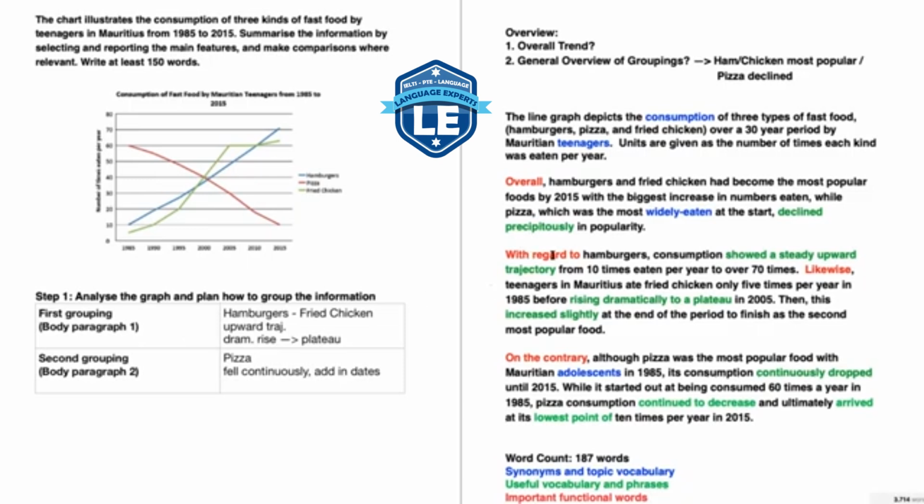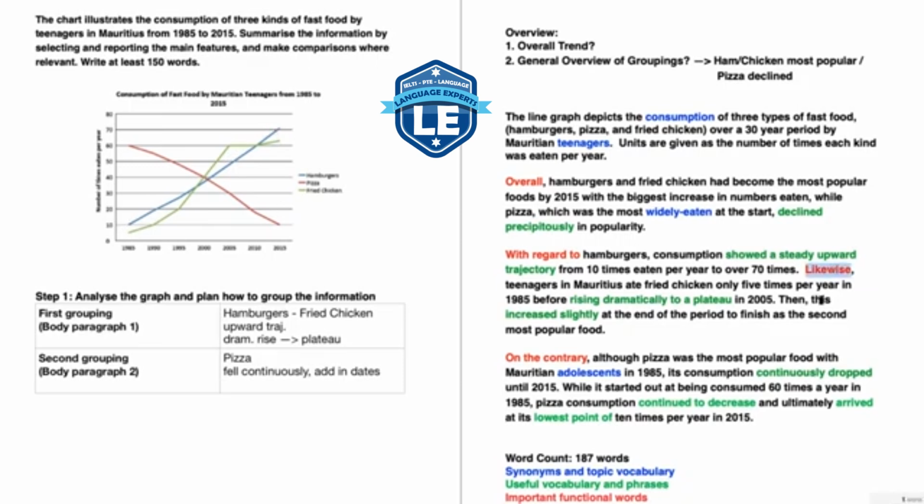And it says, with regard to hamburgers, consumption showed a steady upward trajectory from 10 times eaten per year to over 70 times. And again, if we look at hamburgers, our blue line, it is exactly that. So it started at 10 and it went right above 70.